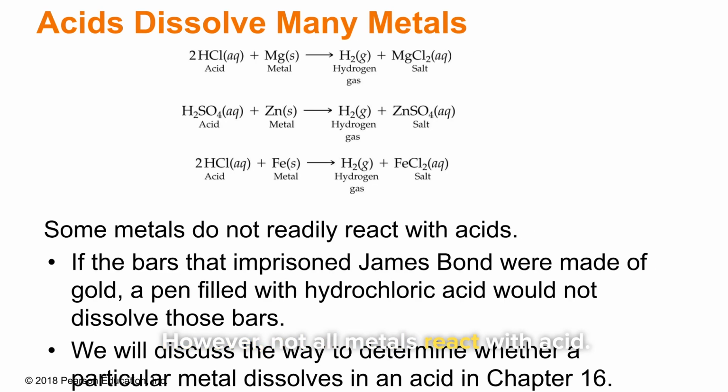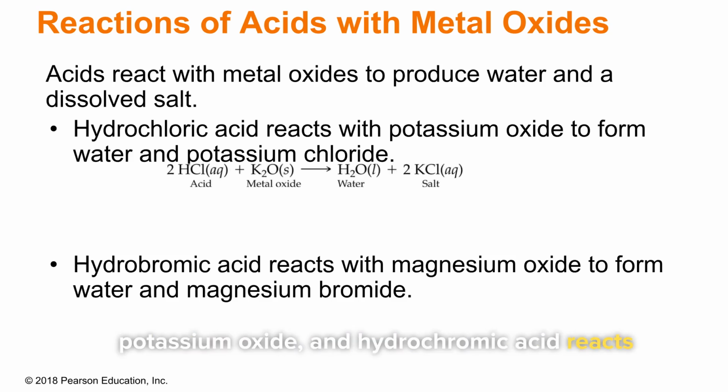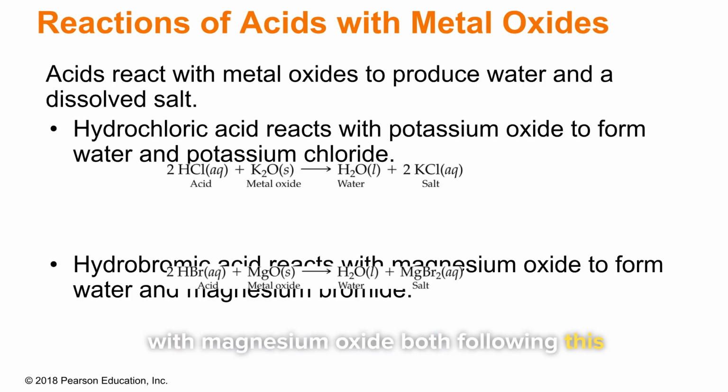However, not all metals react with acid. Gold, for example, is resistant to such reactions, which explains why acid-filled pens won't dissolve every metal object. Acids also react with metal oxides, resulting in the production of water and a dissolved salt. For instance, hydrochloric acid reacts with potassium oxide, and hydrobromic acid reacts with magnesium oxide, both following this pattern.